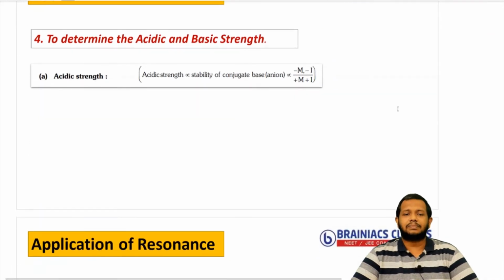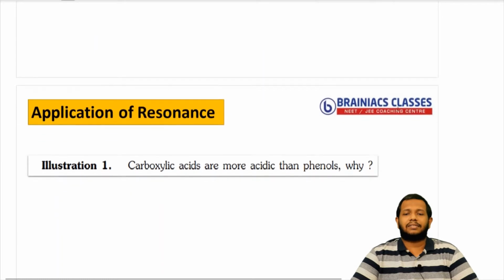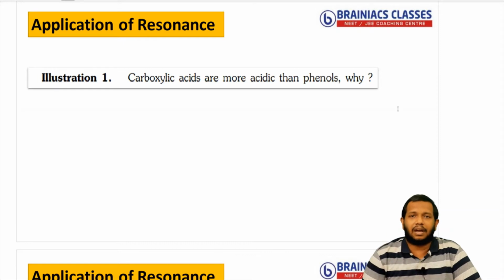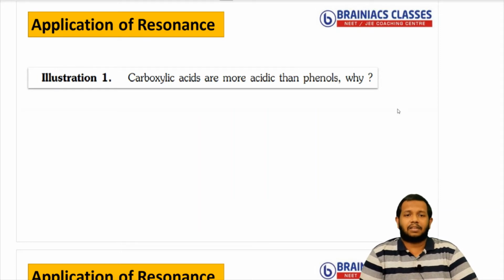Now let's see. Again, I have gone to the same slide. Carboxylic acids are more acidic than phenols. What is the reason for this? Very important. Most of the time they ask this. I think I have already explained this, but let me explain it one more time.